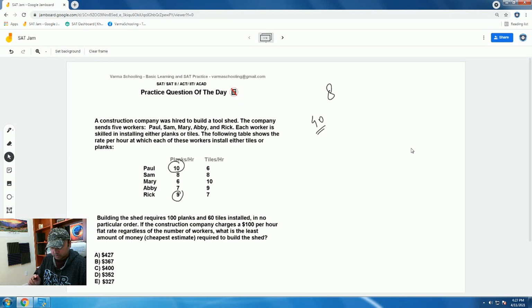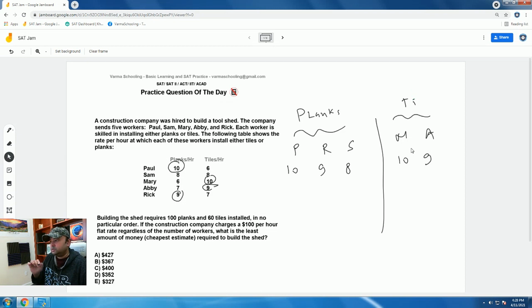There are 2 ways to do this. Paul, Rick, and Sam: let's say Paul's rate is 10, Rick is 9, and Sam is 8. They're working on planks, so I've got my best workers working there. And then I have Mary and Abby working on tiles.